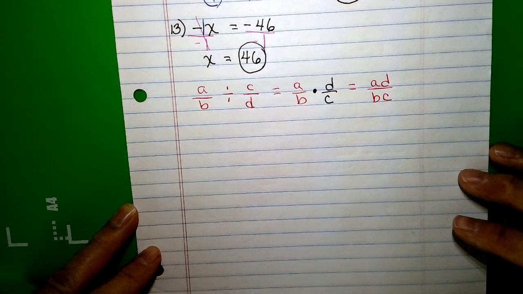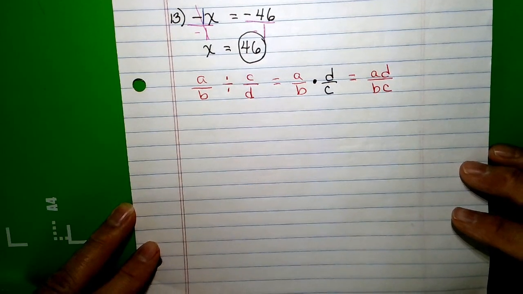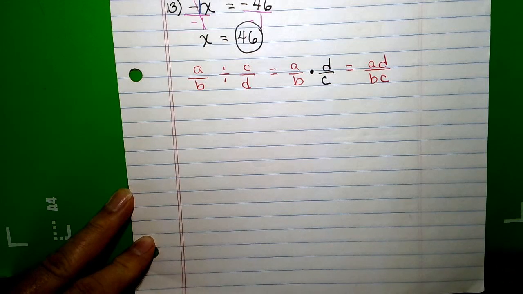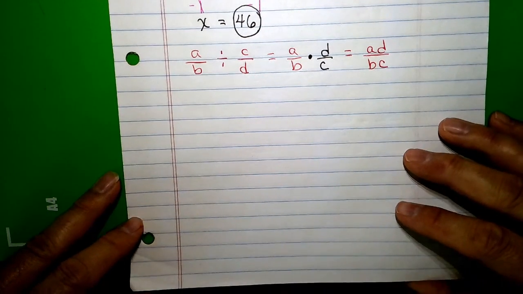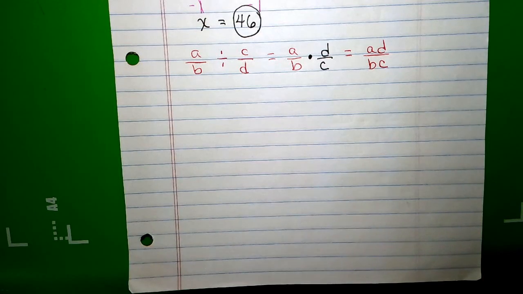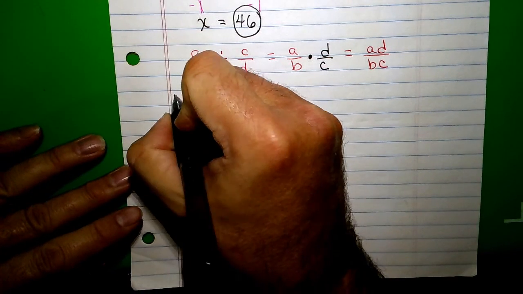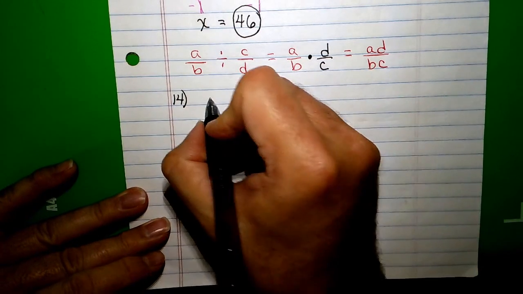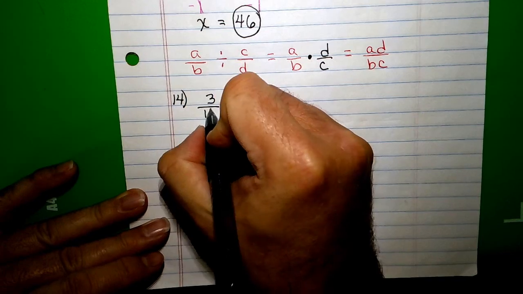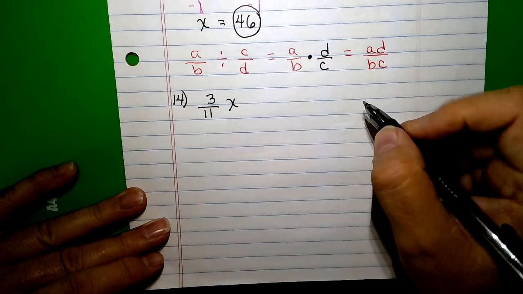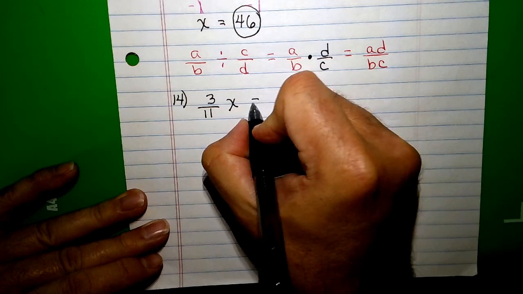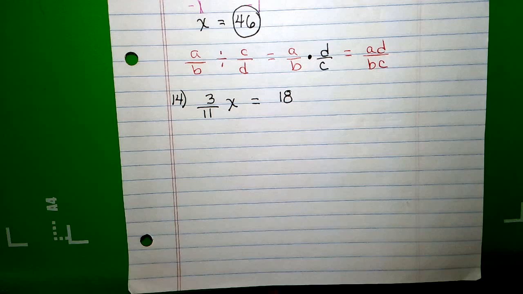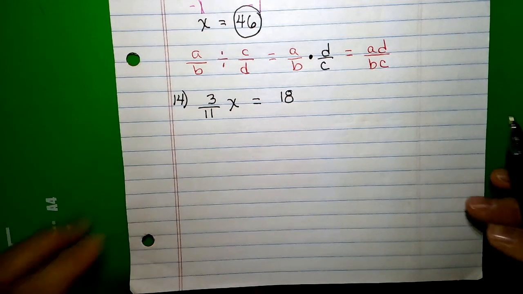When I'm making this video this semester, students had a video reviewing multiplying and dividing fractions before they got to this point. So let me show you how you would solve something like this: 3 over 11 x equals 18.